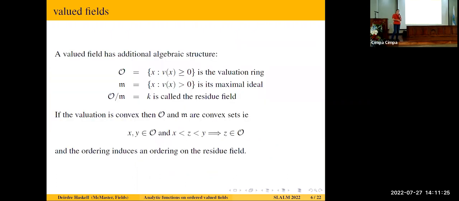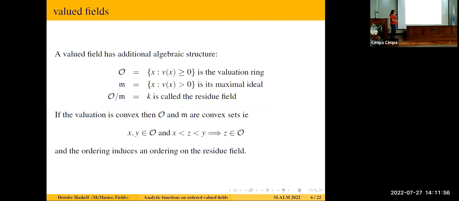And the valuation gives us additional algebraic structure on our field. We have the elements of valuation greater than or equal to zero. That turns out to be a ring, which is called a valuation ring. The elements of valuation strictly greater than zero form an ideal, in fact, a maximal ideal in the valuation ring. And so if I quotient the ring by its maximal ideal, then I get a field, and that's called the residue field, which I'll call little k.